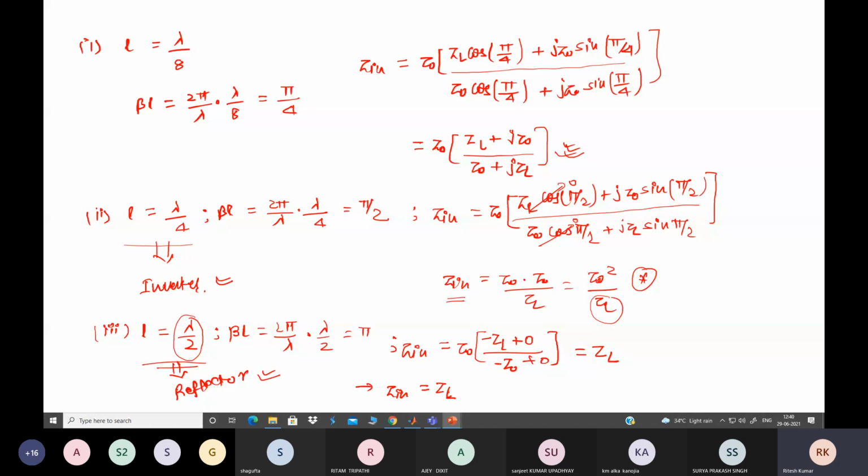Okay, any doubt? So lambda by 4 line is called an inverter as its impedance at one end is of opposite nature to that of the impedance at the other end, and lambda by 2 line is what? Impedance reflector.